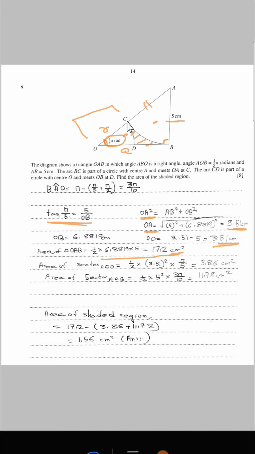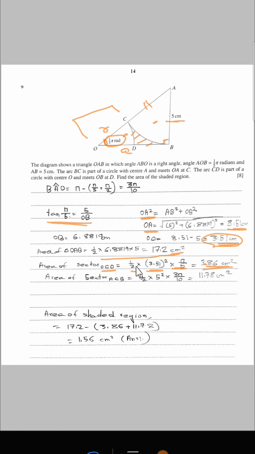Since we know the length of OC, we can find the sector OCD easily, that is half r square, that is 3.51 that we have found earlier, into theta, that is given in the question. So the answer is 3.86.